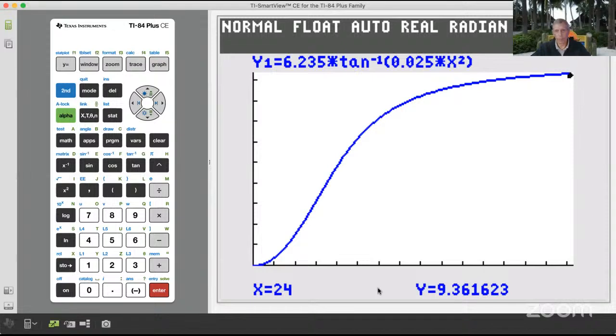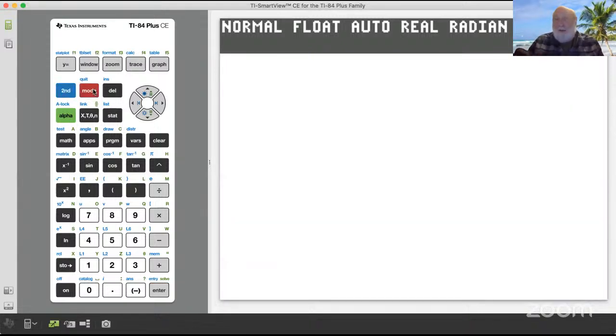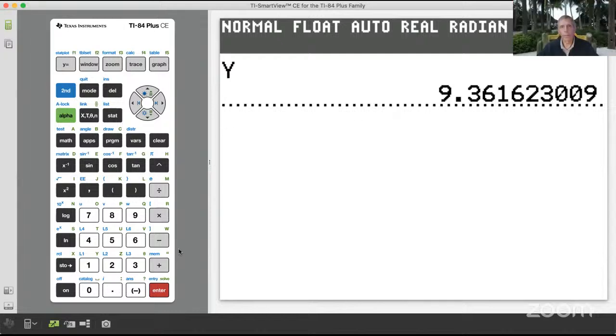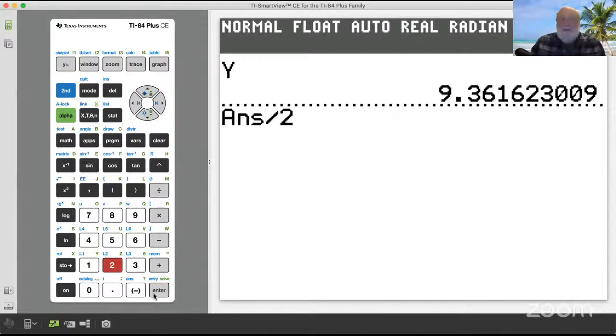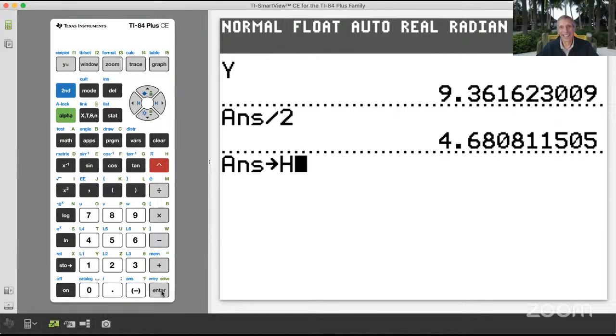Mm-hmm. And just another note, when you trace, if you go back to your calculator screen, so I'm going to quit, the last x and y values of the point you were on tracing are stored right now in x and y. So if I was to call up y, there's that value. And we needed to take half of that. So let me divide that by 2. And rather than copy this down, let me just store that. I'm going to use h for half.